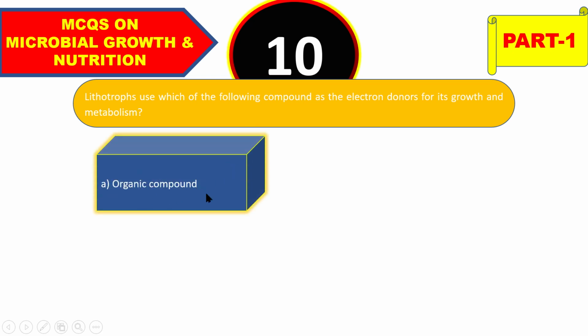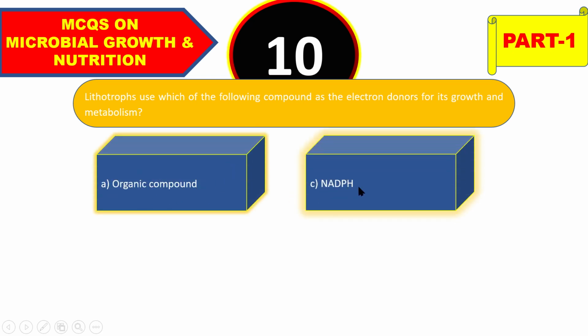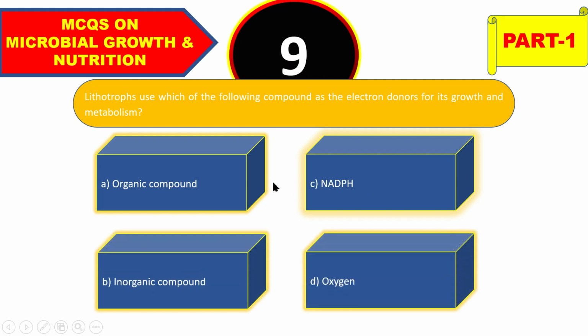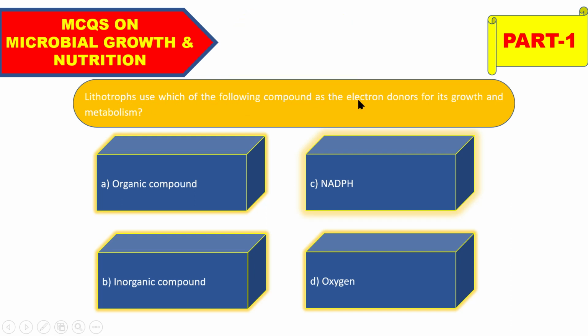And options are organic compound, NADPH, inorganic compound, and oxygen. And the right answer about the lithotrophs use as an electron donor, that is inorganic compounds. So lithotrophs use inorganic compounds as their electron donor.